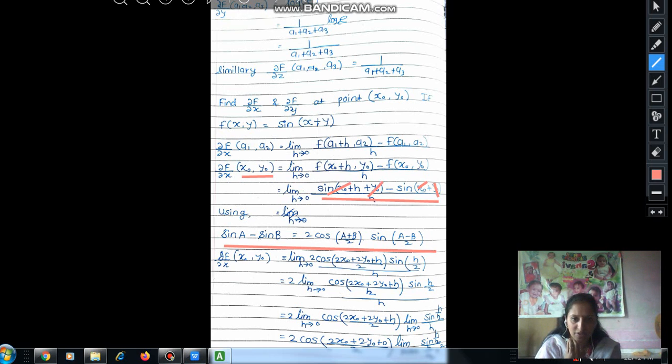Okay, so this is equal to 2, and we will take it outside the limit: cos of (2x naught plus 2y naught plus h) upon 2, into sine h by 2 upon h. So this will equal 2 into limit h tends to 0 of cos of (2x naught plus 2y naught plus h) by 2, and separating the limit, limit h tends to 0 of sine h by 2 upon h. Now you remember the formula: limit x tends to 0 of sin x upon x is equal to 1.